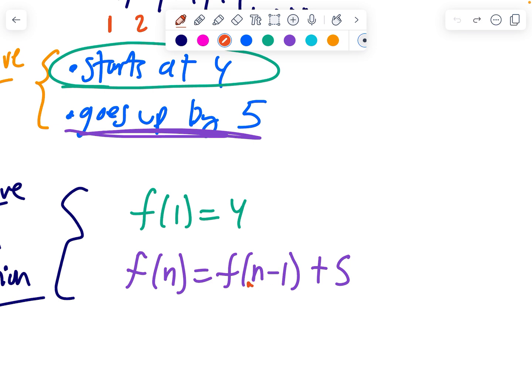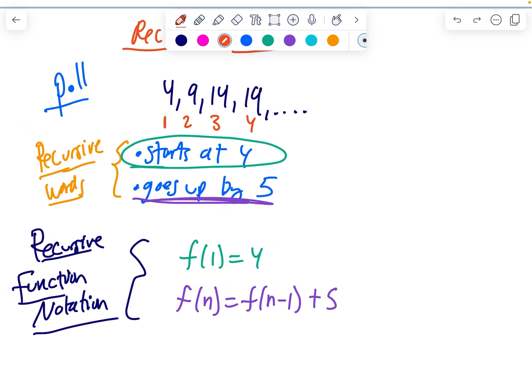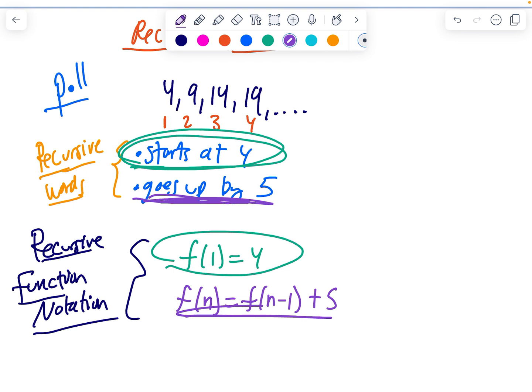So this formula is just saying to figure out any number in the list, you have to know the one right before it and add 5. That's because if you're thinking about it recursively, all you know is how to take one number and get the next one. I hope you're good on the green staying the same thing, and the purple saying the same thing. It's just different notation, different ways of writing it.